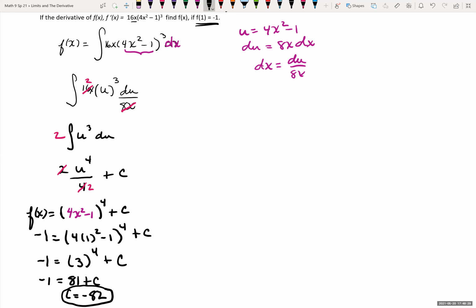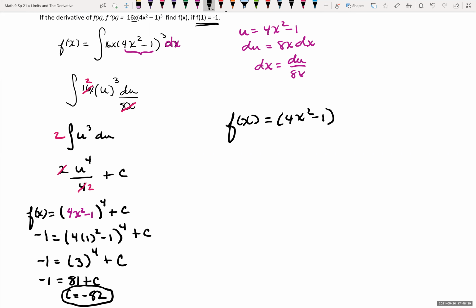And so go back in and plug it into our f of x function. We get f of x is equal to this 4x squared minus 1, that's all raised to the 4th. Oops. Forgot my divided by 2. So there should have been a divided by 2 here. Divide this by 2. That changed things a little bit, doesn't it? So divided by 2.